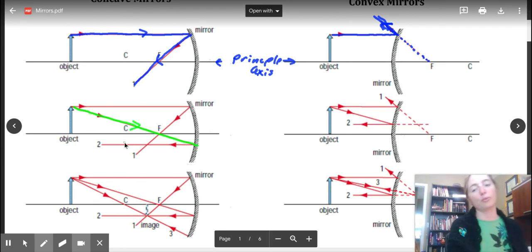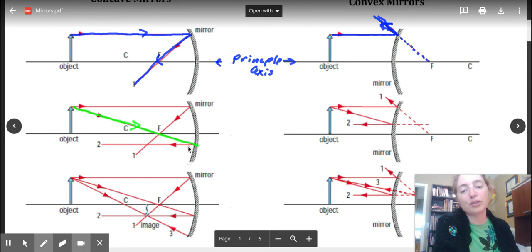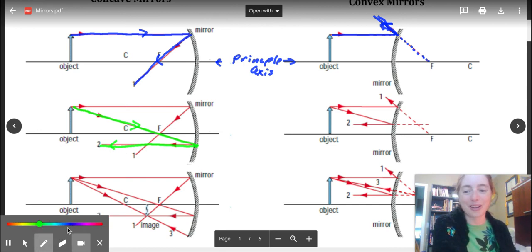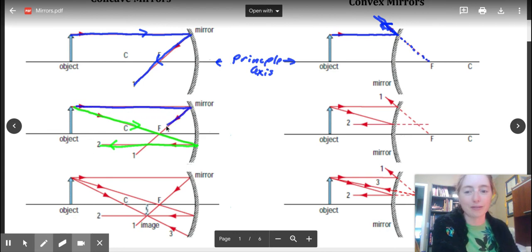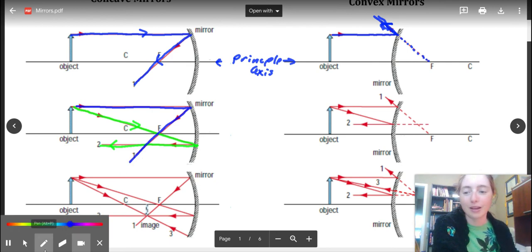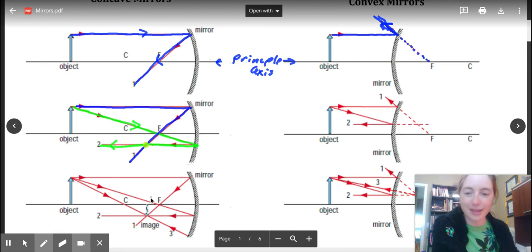Now, however, what's going to happen is it's going to reflect back parallel to that principal axis. So whereas here we went parallel and went through the focal point, now we're going through the focal point and going back parallel. Well, notice here, ladies and gentlemen, our lines are converging. So your blue ray of light there, and they meet up right there in that middle point.